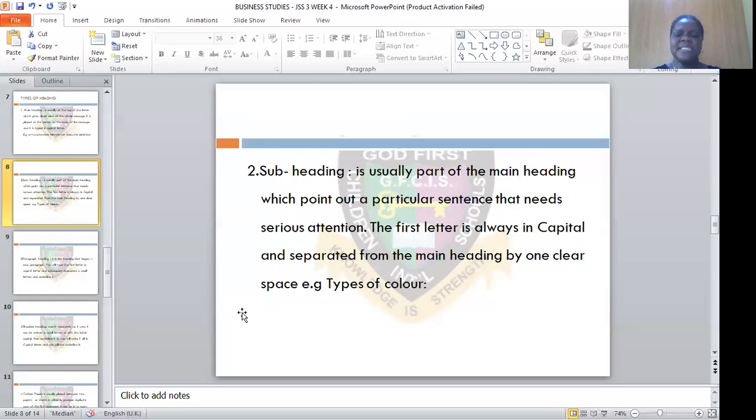And then when you write a subheading, there is usually a colon to tell you that there are still some points, some explanation that you want to make in front of the subheading.